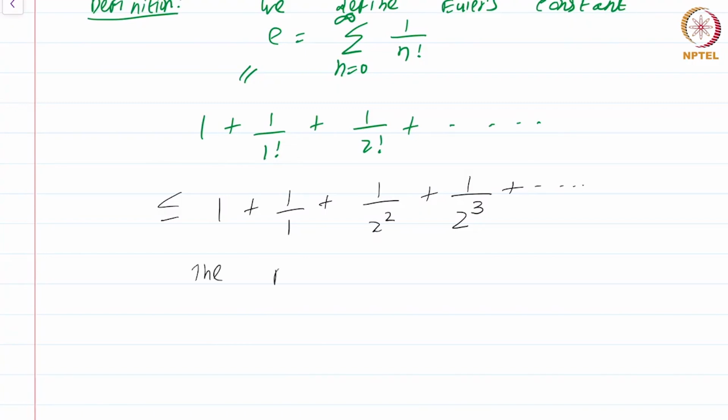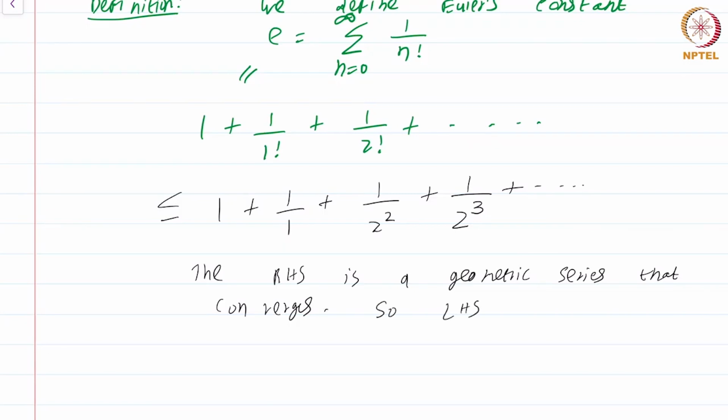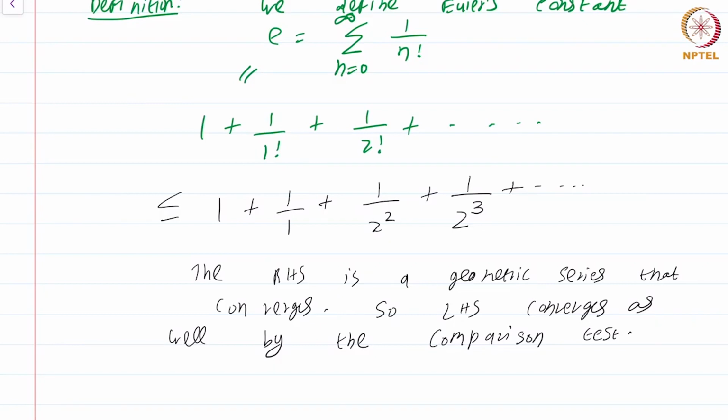The RHS is a geometric series that converges. So the LHS converges as well by the comparison test. So we got a very simple proof that this series, summation n equals 0 to infinity 1 by n factorial, indeed converges. And we are just calling what it converges to be the number e.